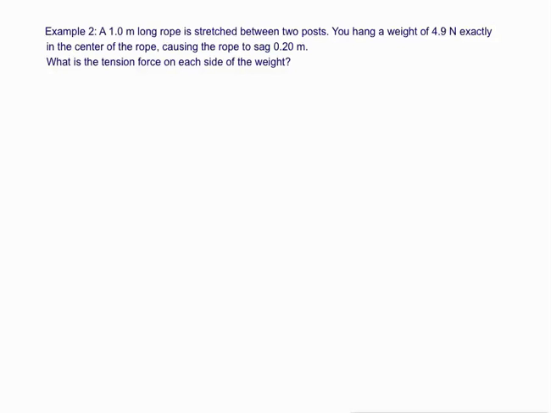So let's start with our free body diagram. And here's our weight. And we know that F of G is equal to 4.9 newtons. We also know that there are two ropes, or two parts of the same rope.